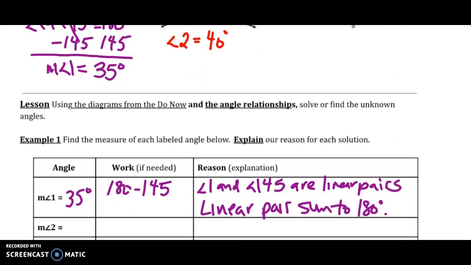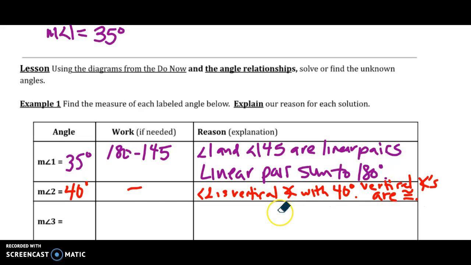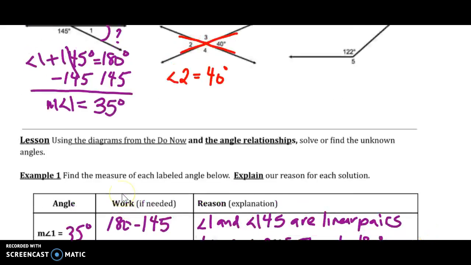So let's go down to our table. 40 degrees. I don't need any work for this, but I will write my reasoning or explanation. Angle 2 is vertical angle with 40 degrees. Vertical angles are congruent or equal in measure. So number 2, measure of angle 2 is done.